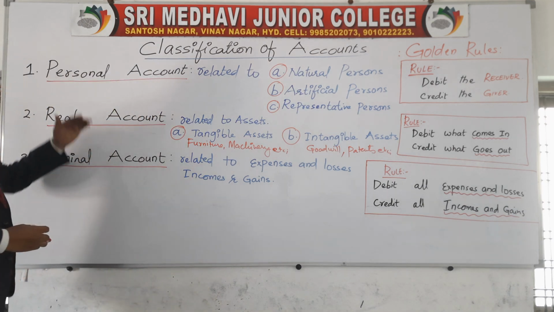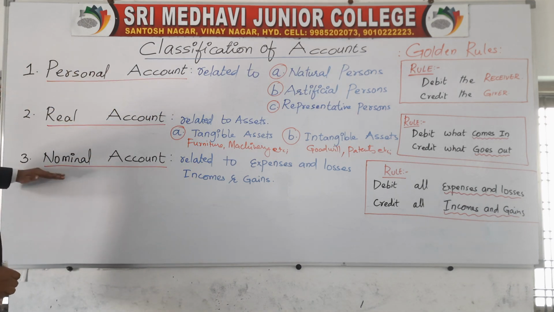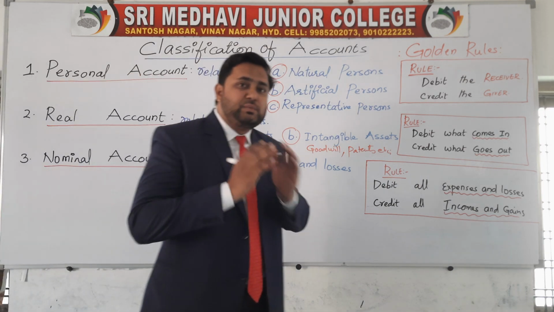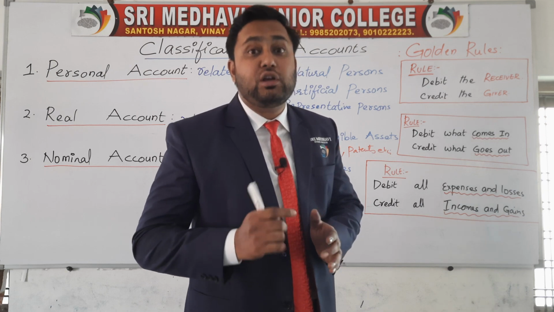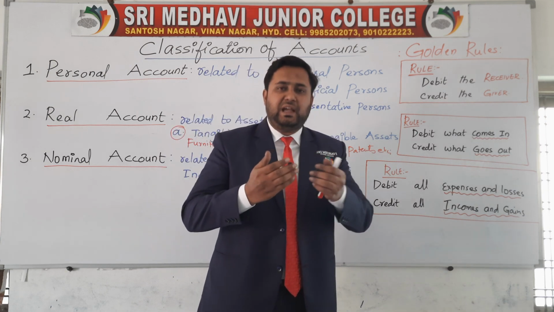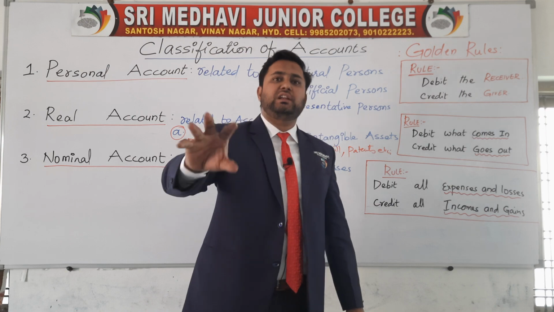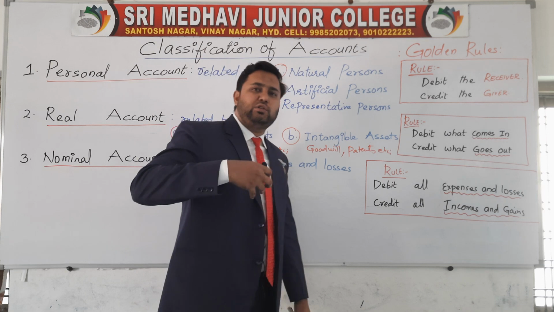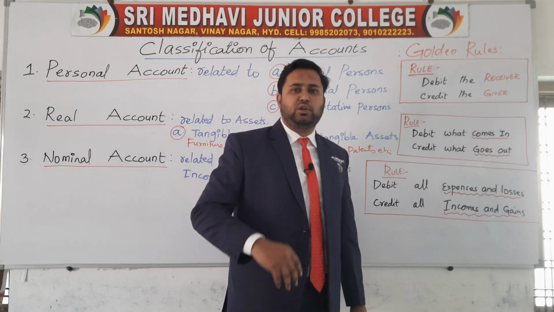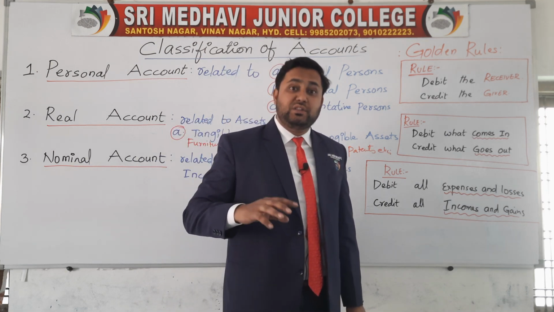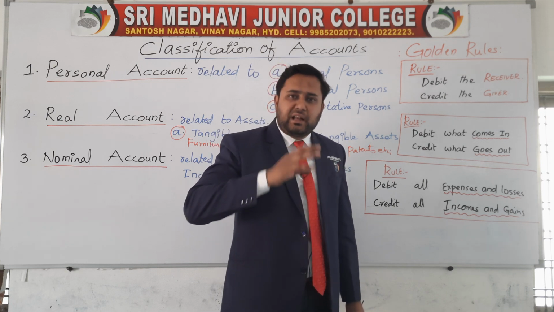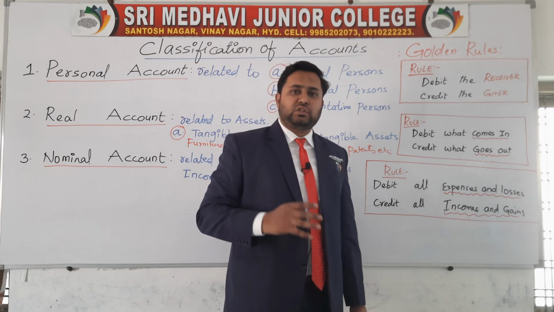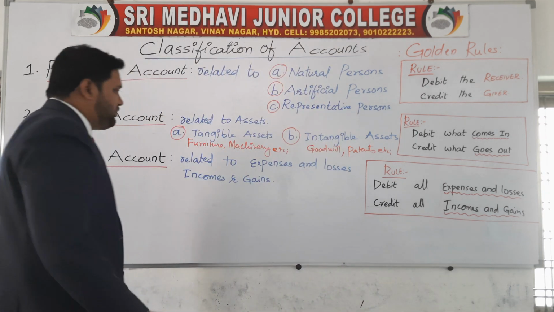Lastly, in your classification of accounts, the last part is nominal account. Nominal account is related to expenses and losses, incomes and gains. Expenses, for example, you are paying the salary. Salary is an expense for you, as you are paying salary to your employees. You are paying rent for the building. This is nothing but an expense for you. So it comes under your nominal account.